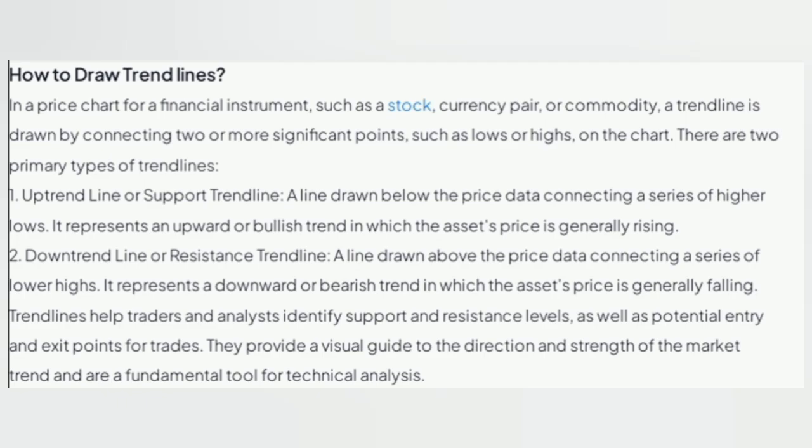How to draw trend lines. In a price chart for a financial instrument, such as a stock, currency pair, or commodity, a trend line is drawn by connecting two or more significant points, such as lows or highs, on the chart. There are two primary types of trend lines.